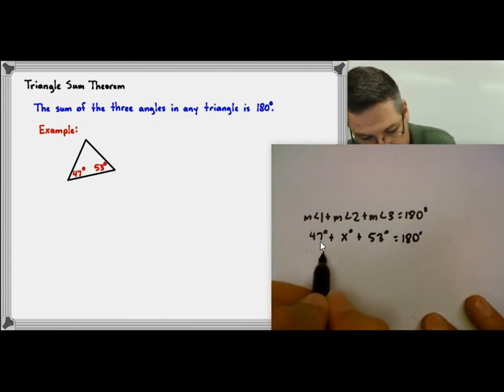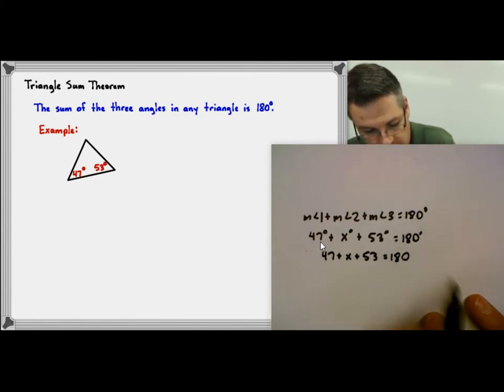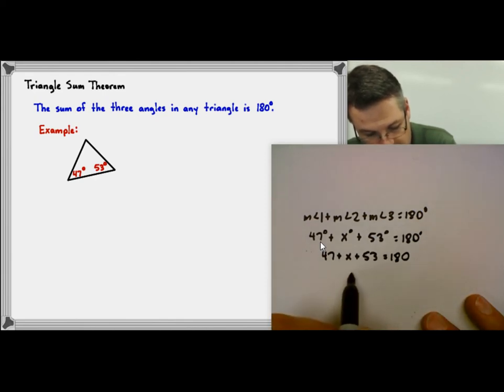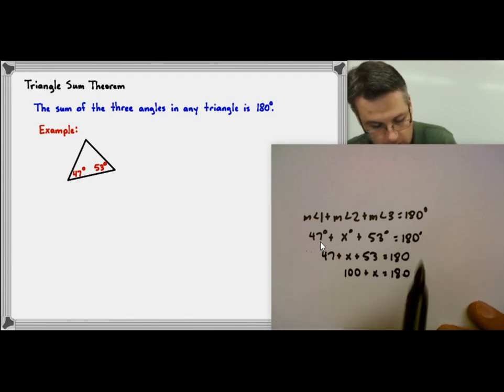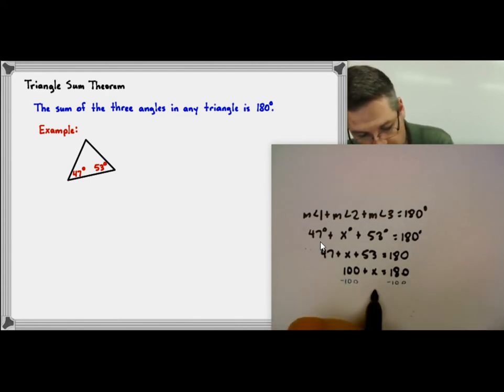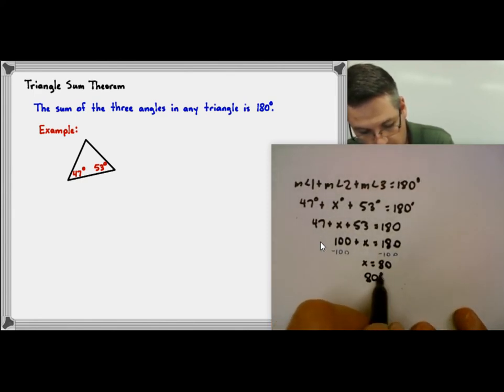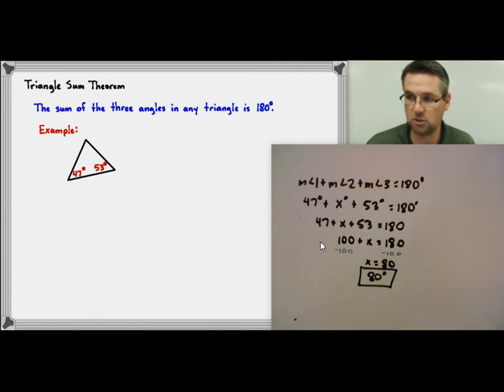We don't need to have the degree symbols there to do the math. So we'll just say 47 plus 53 plus x equals 180. When I add that all together, I end up with 100. 47 plus 53 is 100, plus x equals 180. And so from here, you guys should already know what x is. But I'm going to subtract 100, and I end up with x equals 80 degrees. So my answer for my example is 80 degrees because those three angles add up to 180.